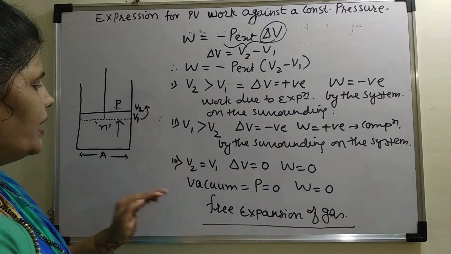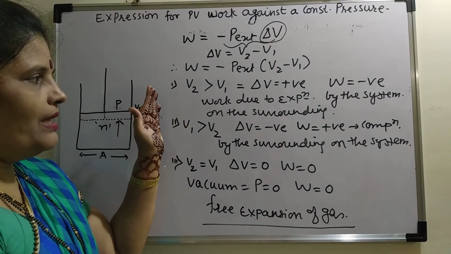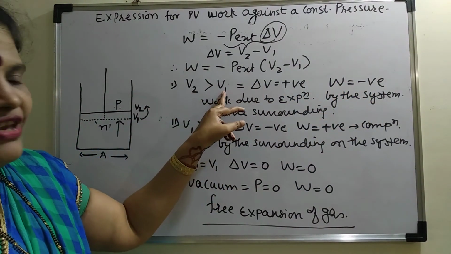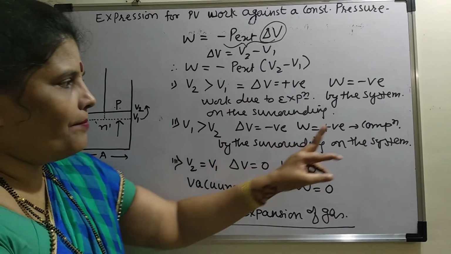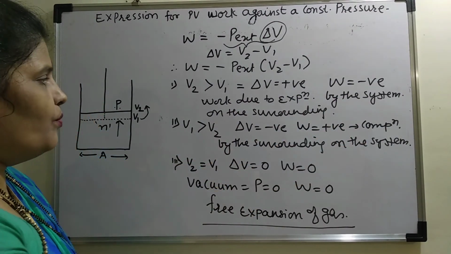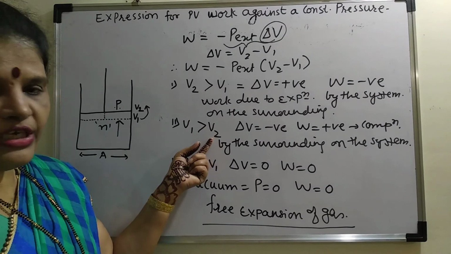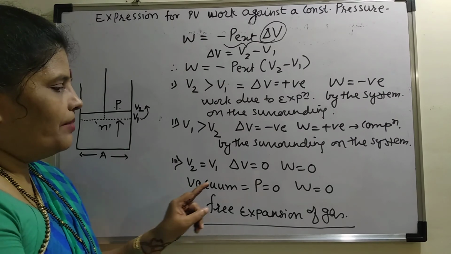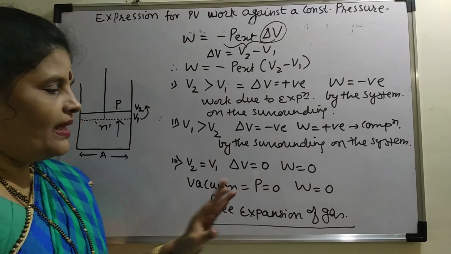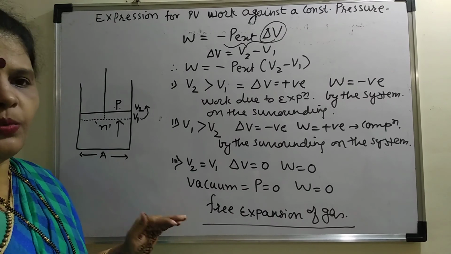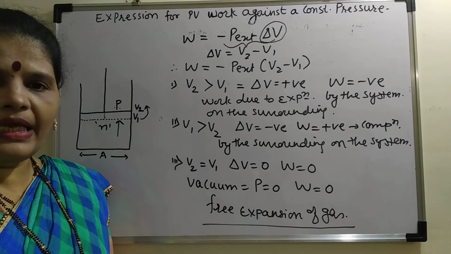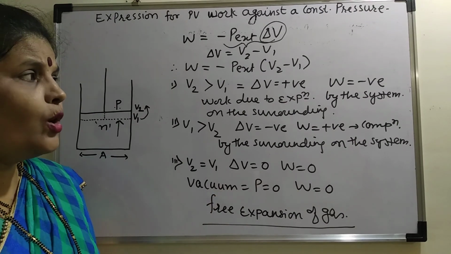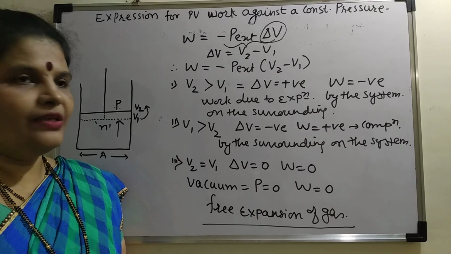So just recall the three conditions. Work will be because of expansion if W is negative, which means V2 is greater than V1. Work will be because of compression when delta V is negative, which means V1 is greater than V2. And under two conditions, where there is no change in the volume or the pressure is zero, no work is obtained. When the process is carried out in vacuum, we call that free expansion of the gas, where the work is 0. That is, no work is obtained when there is free expansion of the gas.